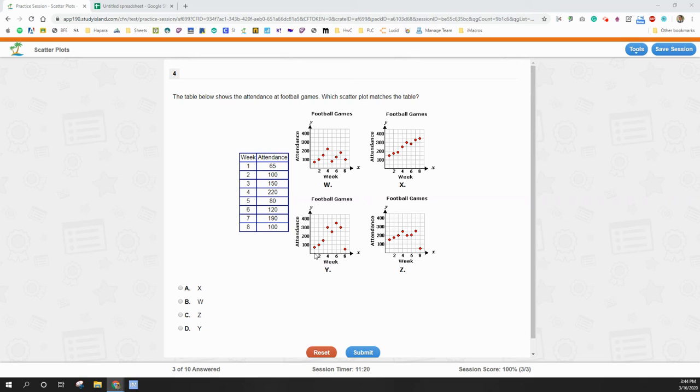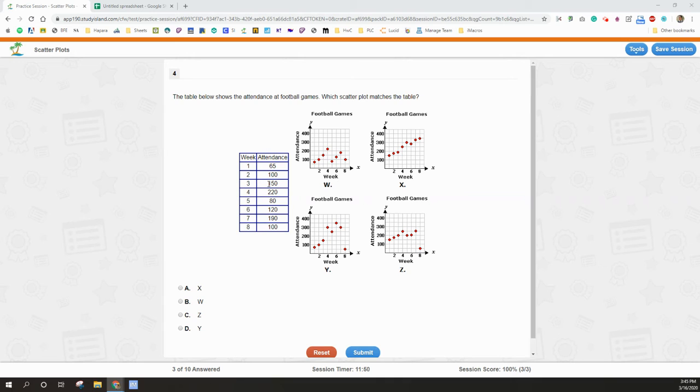Scatter plot Y, (1, 65). You can see that's very similar to scatter plot W, so (1, 65) appears there. But on scatter plot Z, again, it's 1 and 150. So scatter plot X and scatter plot Z do not fit even the first data point. Next data point, (2, 100). (2, 100) shows up here and here. So our two remaining choices, scatter plot W and scatter plot Y, both have the second point, (2, 100).